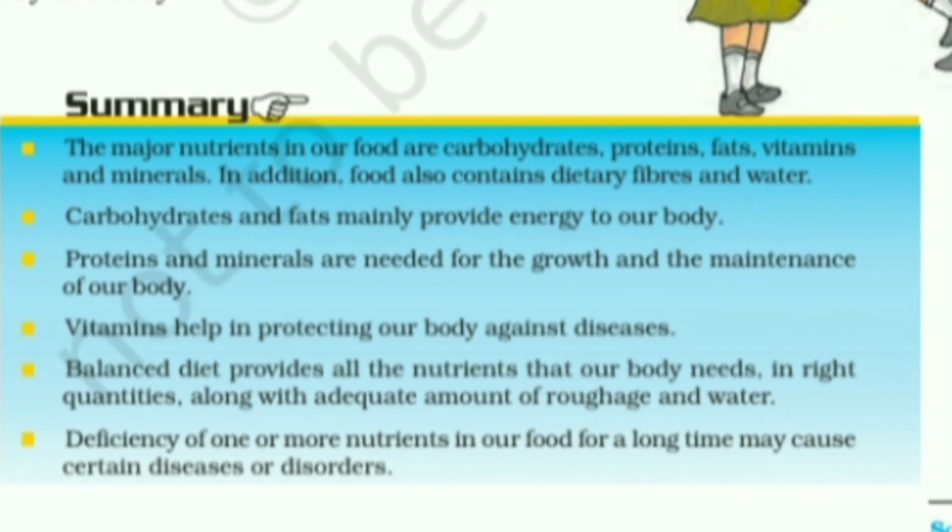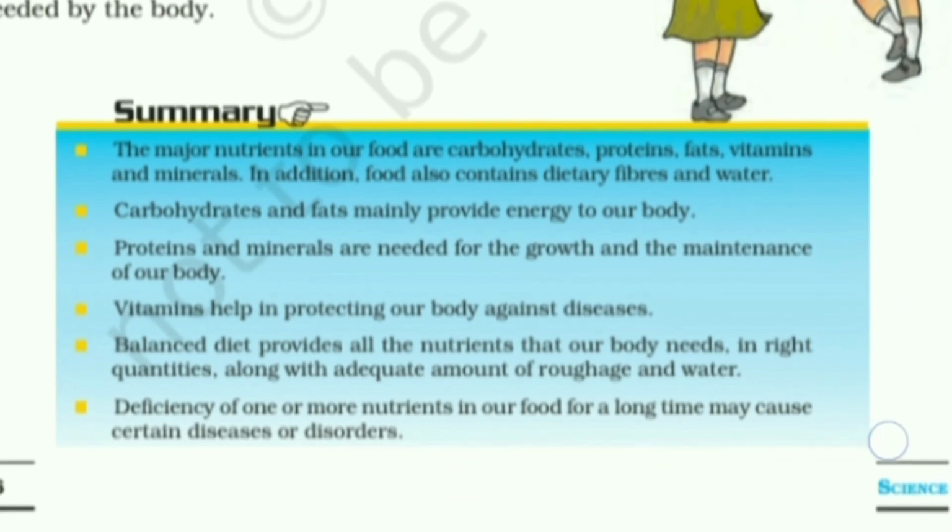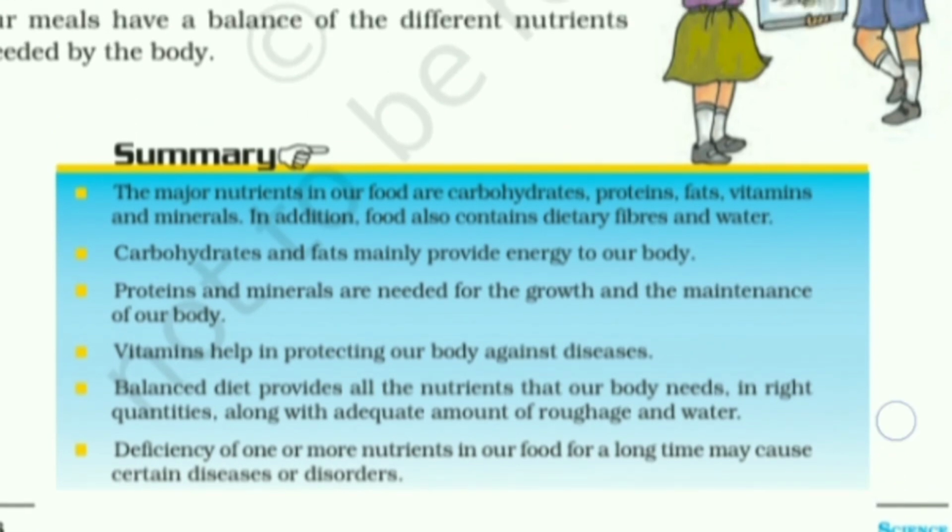The major nutrients in our food are carbohydrates, proteins, fats, vitamins and minerals. In addition, food also contains dietary fiber and water. Carbohydrates and fats mainly provide energy to our body. So carbohydrate and fat are known as the what? Carbohydrate and fat are the energy giving foods, right? Protein and minerals are needed for the growth and maintenance of our body. That's why protein is known as the what? Protein is body building food. Okay.